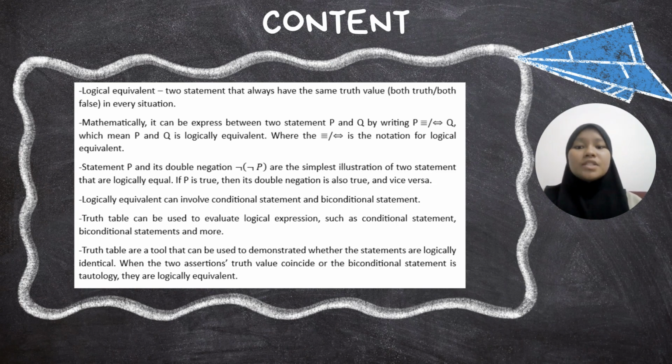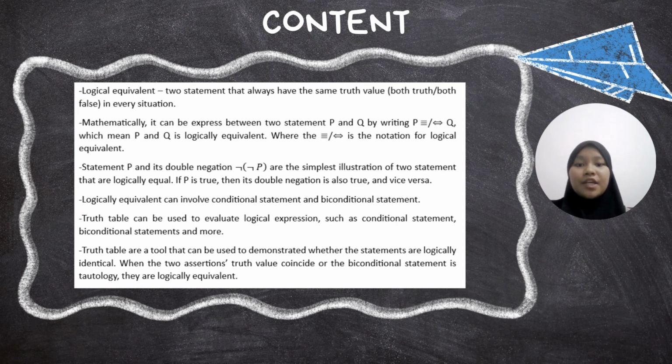First of all, logical equivalence is about two statements that always have the same truth value in every situation. Mathematically, it can be expressed between two statements P and Q by writing P ≡ Q, which means P and Q are logically equivalent, where ≡ is the notation for logical equivalence. Statement P and its double negation are a simple illustration of two statements that are logically equivalent. If P is true, then its double negation is also true.